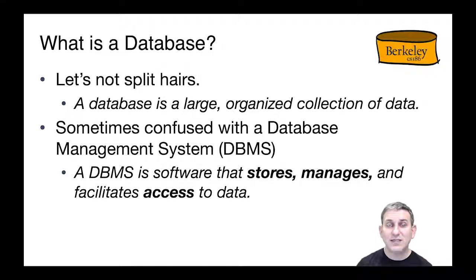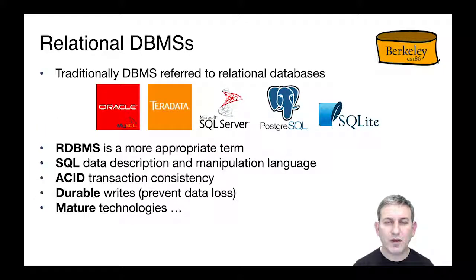And actually, those things can either be tightly or loosely coupled, depending on how you architect things. When we talk about database systems, we're often talking about relational database systems, which are the most commonly used and most mature kinds of database systems available. These are systems that include things like Oracle, or Oracle's open source MySQL, Teradata, SQL Server, PostgreSQL, SQLite, and so on.